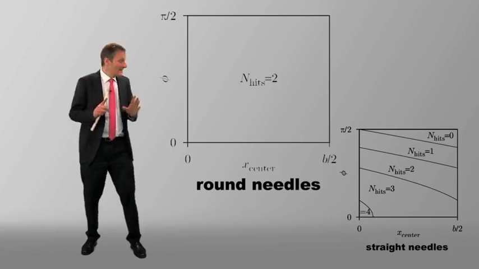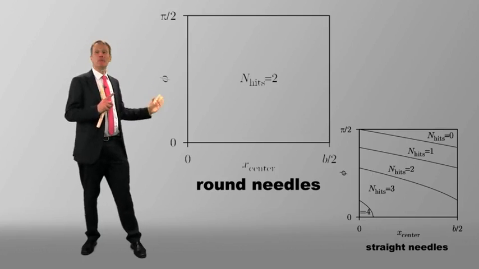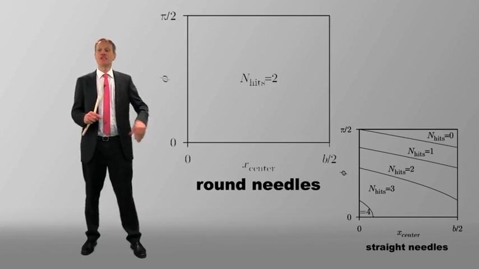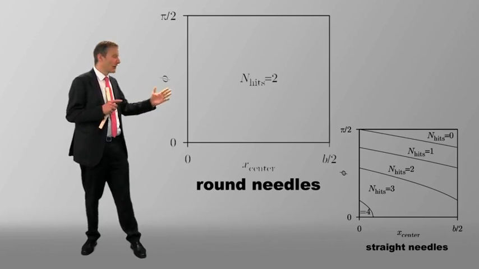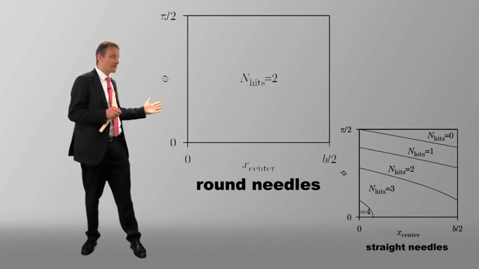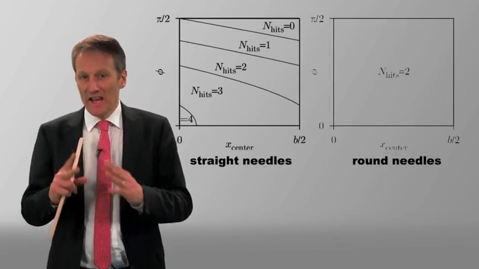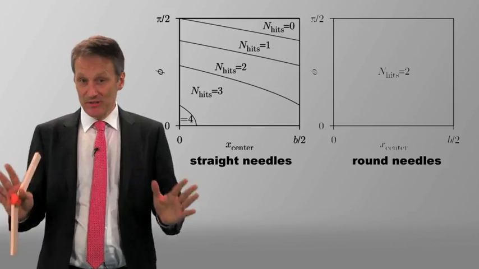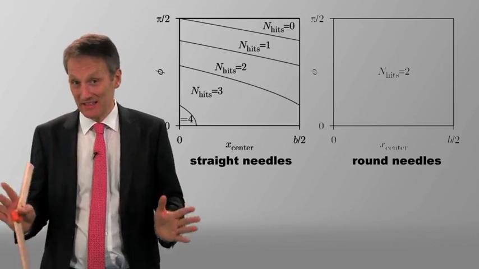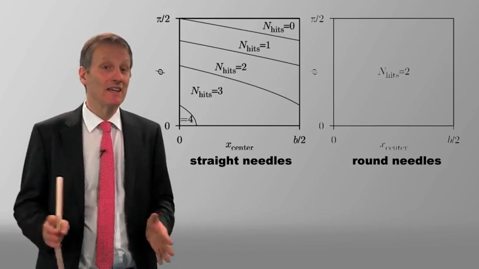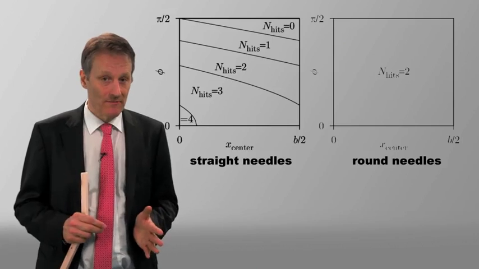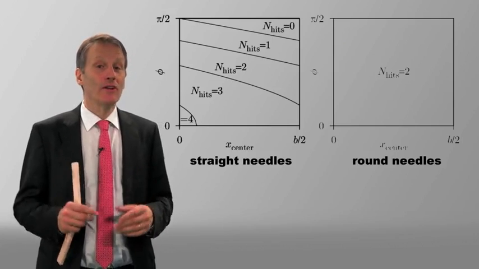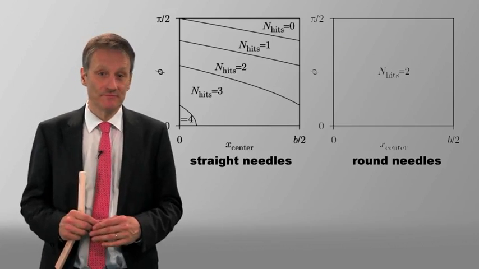So if we are only interested in computing the mean number of hits, we are much better off in changing our experimental setup and doing the round needles than the straight needles. What I explain here in a very simple setting, but a very famous setting of the Buffon-Barbier needle experiment, has many applications. And it is called variance reduction.